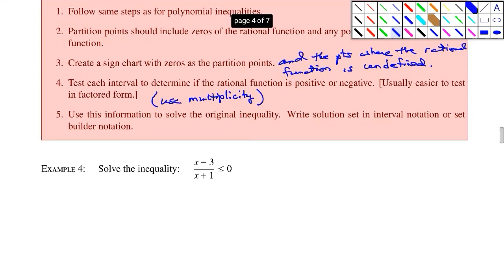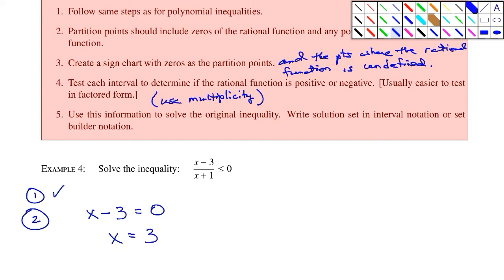Example number 4. Solve the inequality x minus 3 over x plus 1. So it's already compared to 0. So step 1 is done. Step number 2, we need to find the zeros. The zeros of a rational come from setting the numerator equal to 0. So that's x equals 3. And we also need to find where it's undefined. So we set the denominator equal to 0, and that's x equals negative 1.